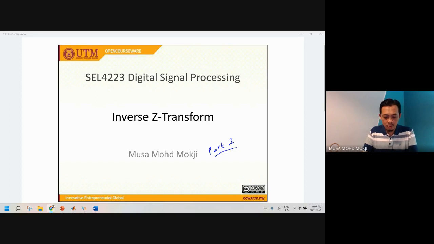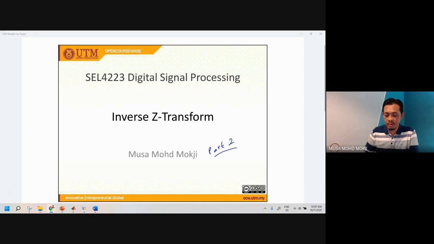Okay, so today we're going to continue this topic, which is the inverse Z transform. And actually, it's not only for the inverse Z transform. This topic is for both forward and inverse. Because what is the basic? The basic is we're going to do the solution based on tables.